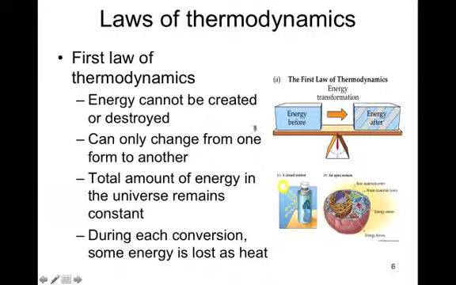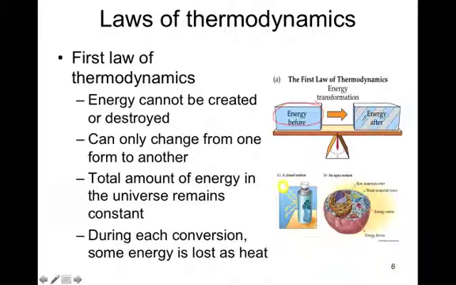This figure over here on the right shows us that the energy before was all blue. However, after the energy transformation, we can see that it's gray and blue. So it hasn't changed in amount, represented here by weight. However, it has changed in form. So it could change from potential to kinetic, or from mechanical energy to light or sound energy. During each conversion, some of the energy will be lost as heat.